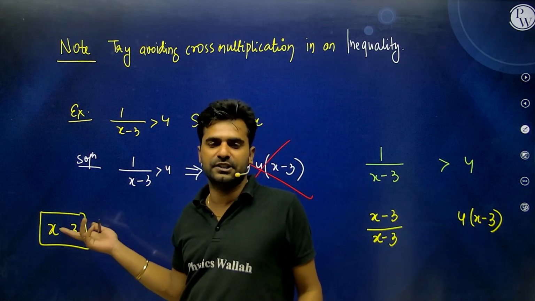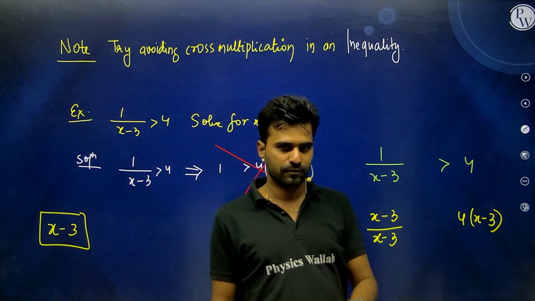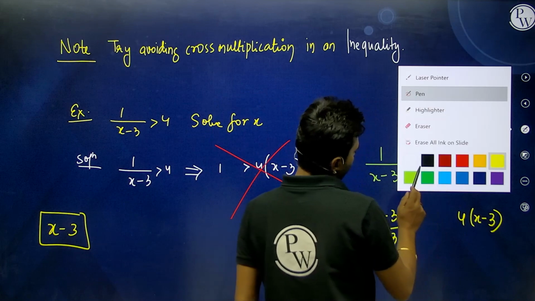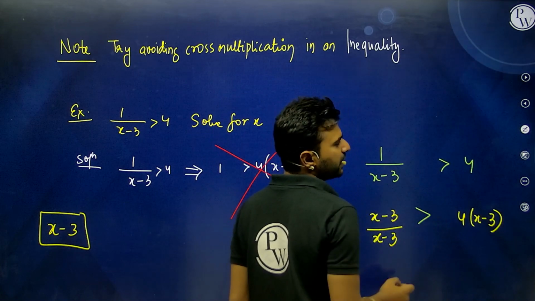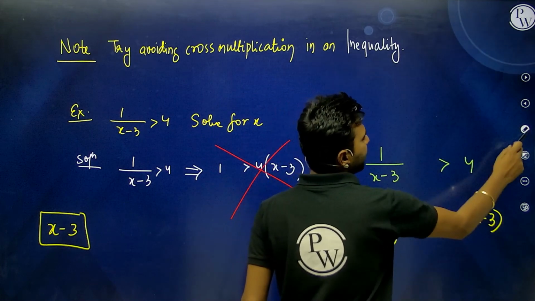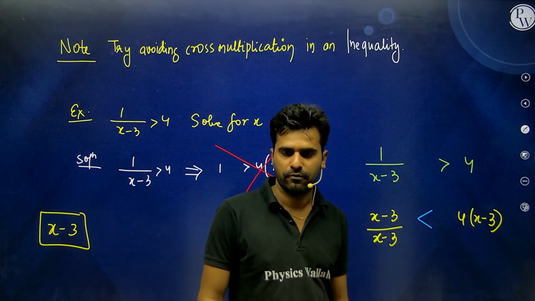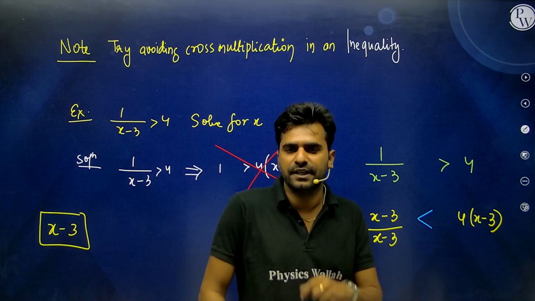Sir, this can be anything. This can be positive as well as negative. Now, if this can be positive as well as negative, what will you do? Because we know if it is positive, the sign of inequality will remain the same. If it is negative, the sign of inequality has to change. Now, should I take this as positive or as negative?